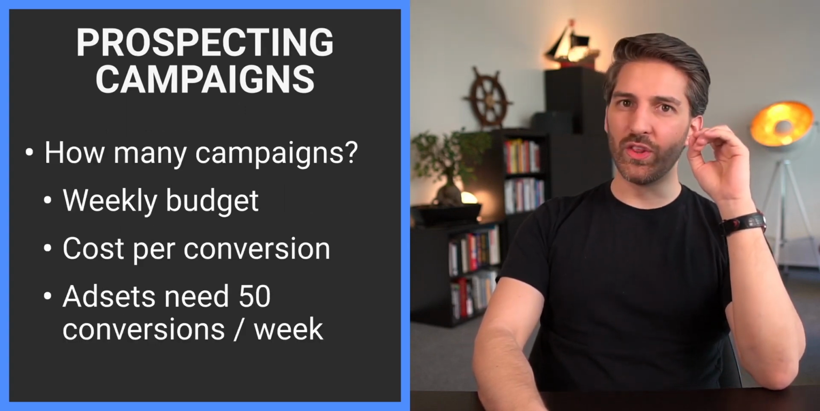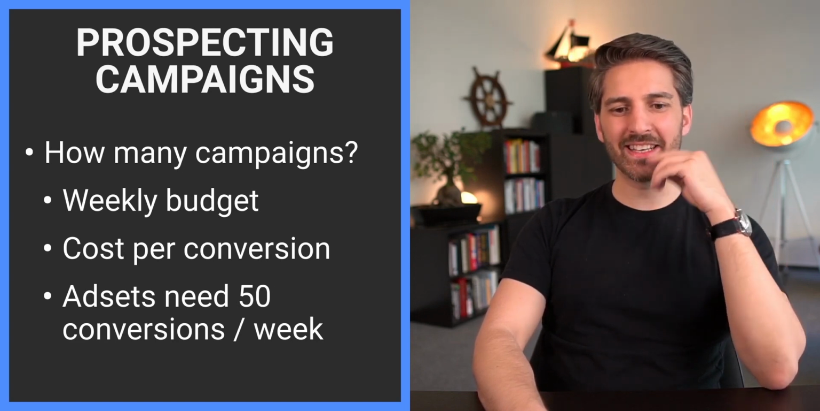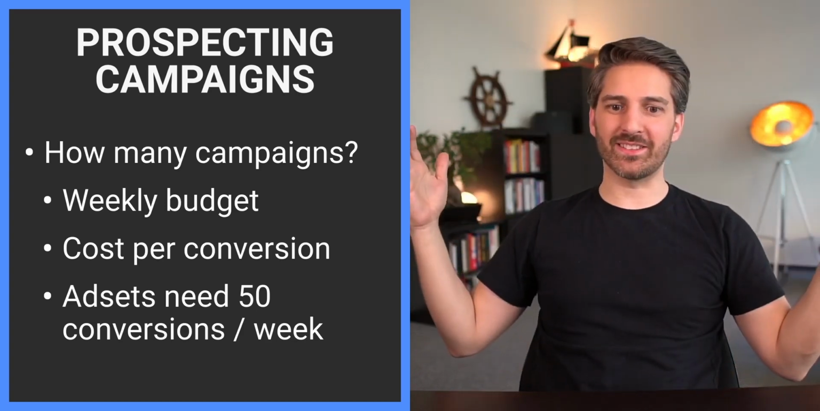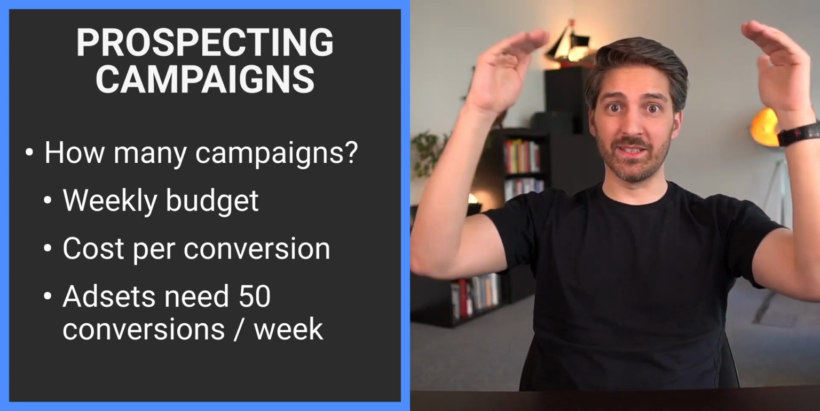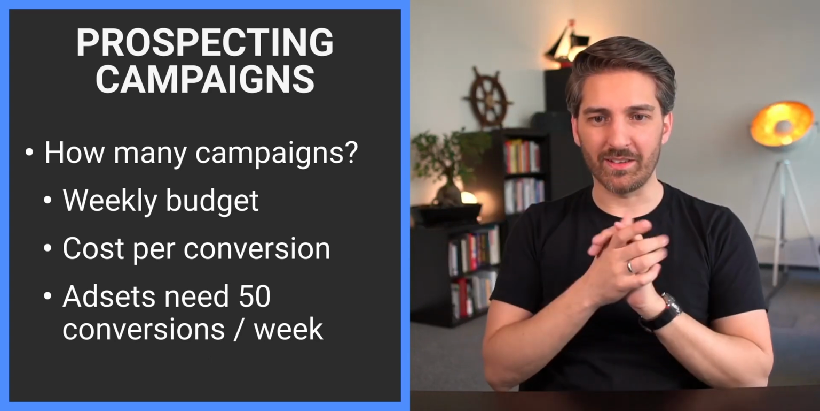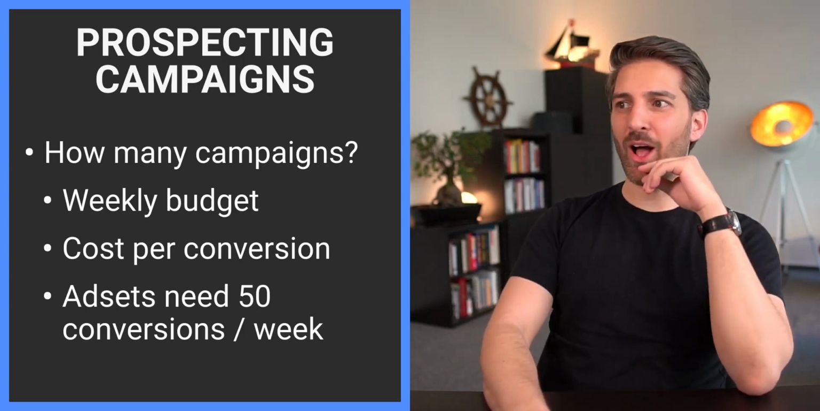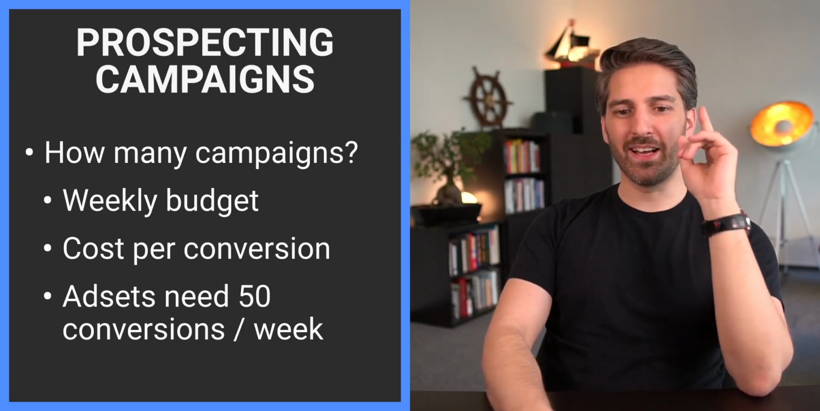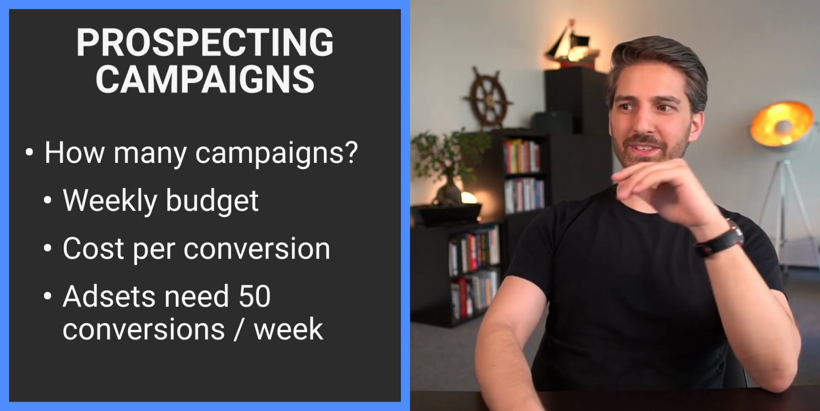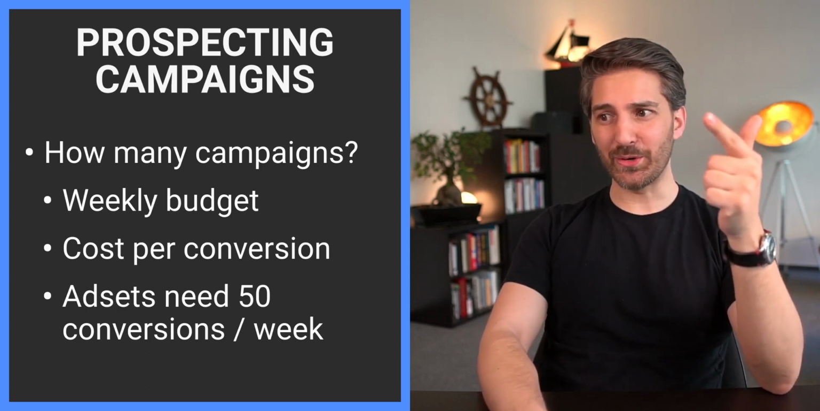So the first question I ask is, how many campaigns can I afford to run in parallel? Let's say I have 10 products. Can I set up 10 campaigns for each product, or even 2 campaigns per product? Probably not, or I have to have a lot of budget. So how do I calculate how many campaigns I can have? I need to know my weekly budget. We're going to have an example on the next slide. I need to know what a conversion that I optimize for costs.